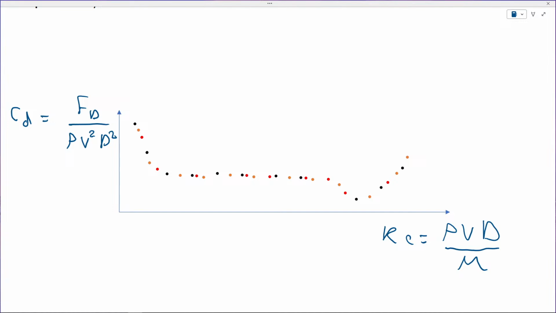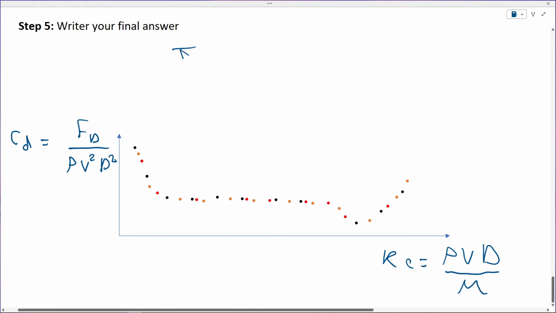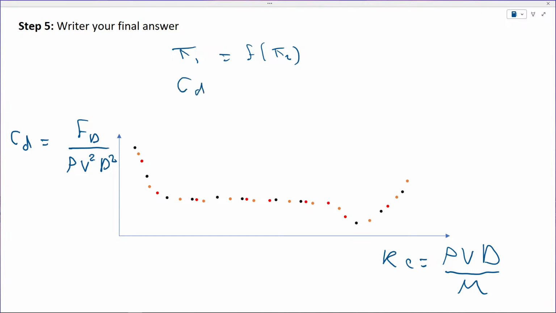which is not unexpected. I can also write it this way: pi 1 is a function of pi 2. Again, that is CD, my drag coefficient, is a function of our Reynolds number. That is, my drag coefficient is a function of rho v squared d squared.